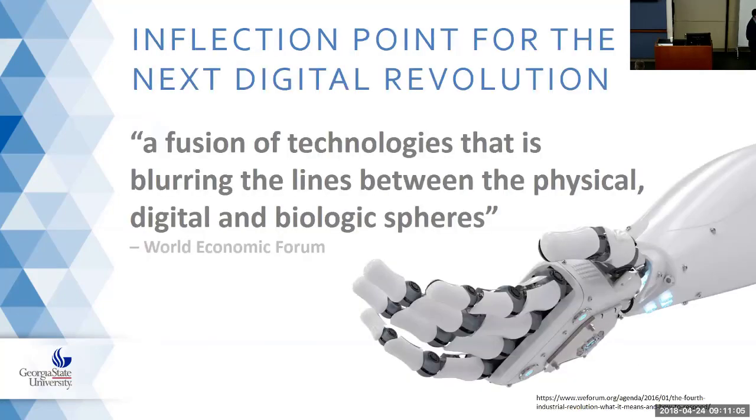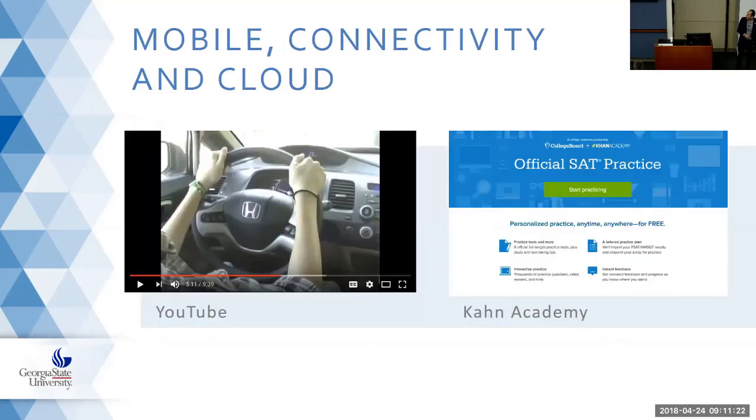And so what does the fourth industrial revolution really mean? This is the World Economic Forum, and they talk about it as a fusion, as I mentioned before, of technologies that blur the line between physical and biological spheres. Physical and digital and biological spheres, I'm sorry. So there are 5 key technology trends that I see that are really underpinning this fourth industrial revolution. The first one is we have this explosion of mobile connectivity in the cloud, right?